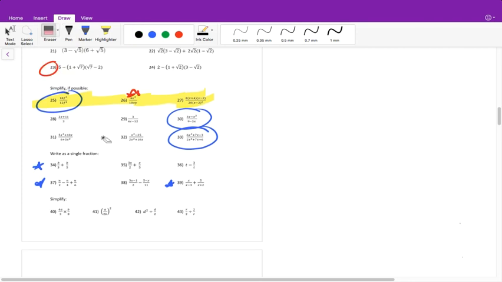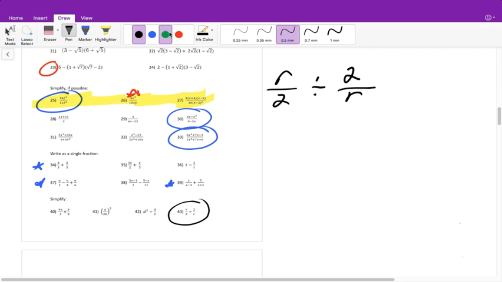All right, so for these next ones, I'm only going to go through one of them. I'm only going to go through this one. All right, so we have r over 2 divided by 2 over r. Well, remember, our rule for division is we keep our first fraction the same, we change it to multiplication, and then we take the reciprocal of the second one. So although it looks like these are going to cancel out, they really won't because it's being multiplied by r over 2.